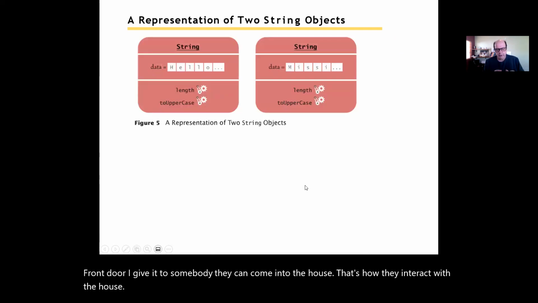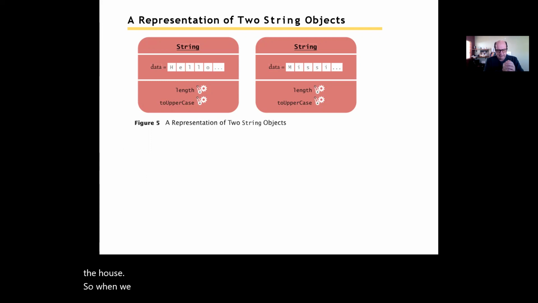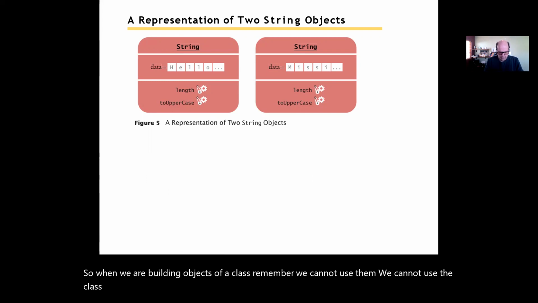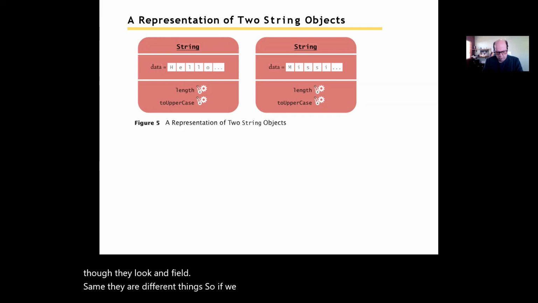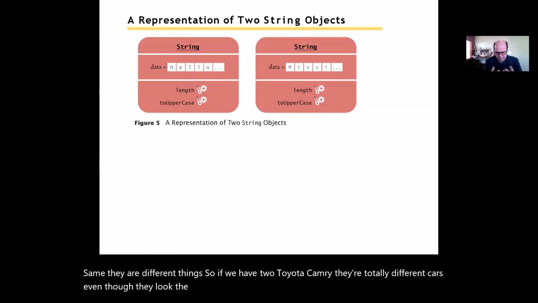Okay, so when we are building objects of a class, remember, we cannot use the class till we build an object from it. So we're going to build the object, and each object, even though they look and feel the same, they are different things. So if we have two Toyota Camrys, they are totally different cars, even though they look the same, even though they function the same, behave the same, but they are totally different objects.